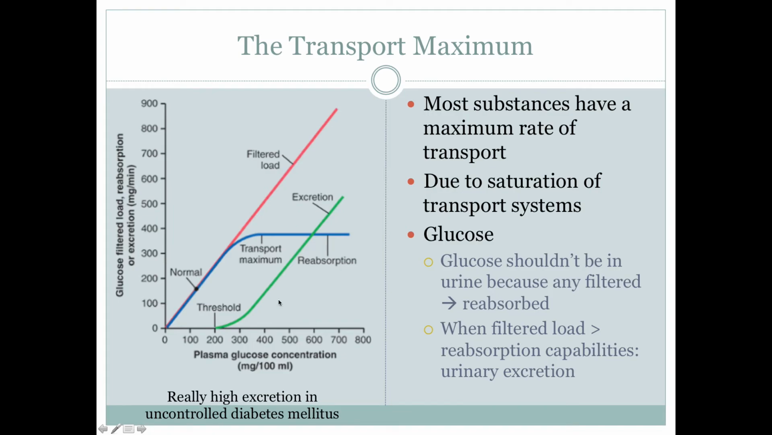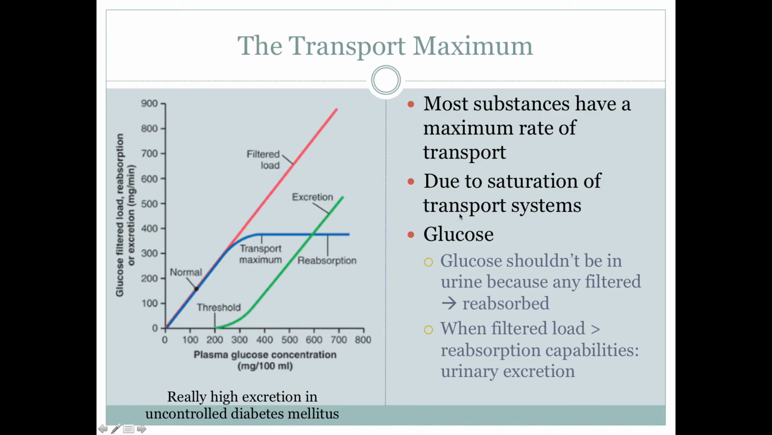Okay, and then there is a point where the enzymes that bring things in, they just get maxed out. That's called their saturation level. Tmax is the maximum amount of workload that an enzyme can do. It's the maximal rate of transport, and it's just due to saturation.